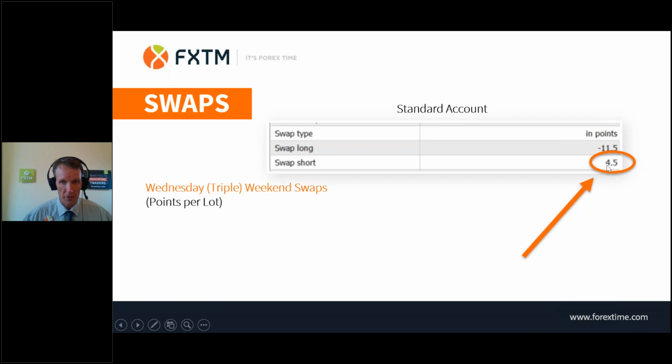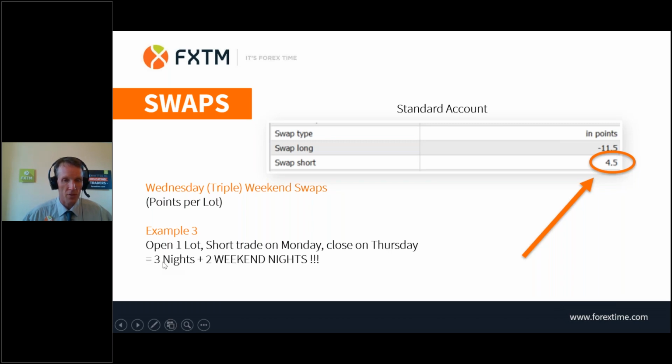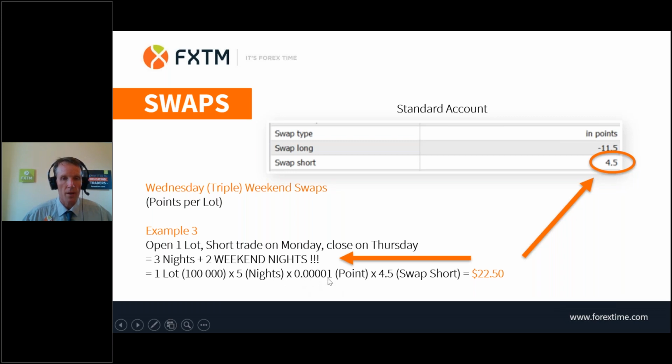Same example, Euro USD 4.5. It's one lot. We shorted it on Monday and we closed it on Thursday. Right, so it's 3 nights plus the 2 extra because it's over a Wednesday. Very important. Plus the 2 nights. We had one lot, 5 nights now because of the swap, Wednesday swap, weekend swaps, 4.5 per point, and we've had 22.5. Right, it's a nice surprise.